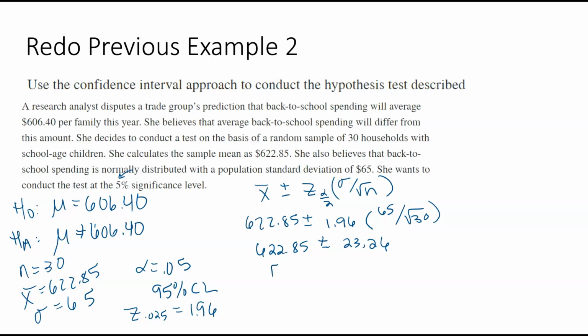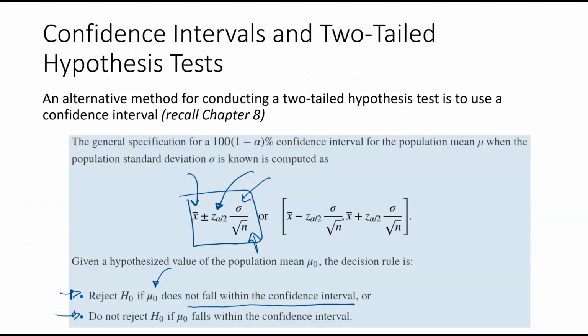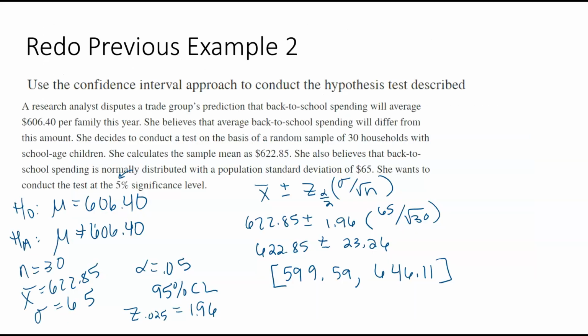And so we can go plus or minus on either side here. So if we subtract 23.26, we get 599.59. And if we add, we get 646.11. So let's go back here. We're going to reject if it does not fall in the confidence interval. So let's look at this value here. Does 606 fall in this interval? And it does. It would fall in here. So we do not reject the null because it falls in the given region.